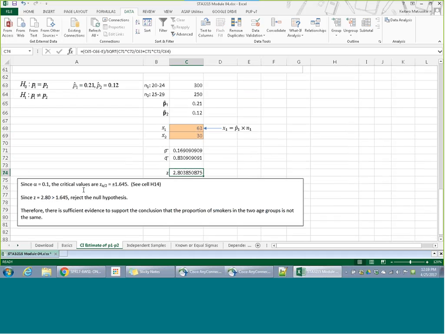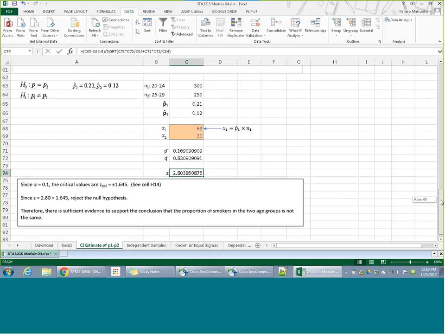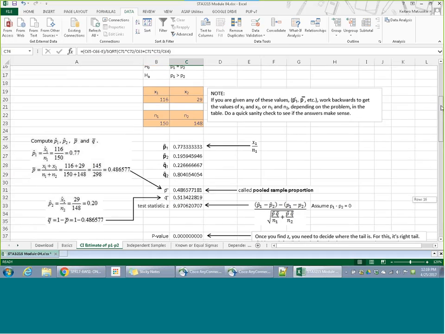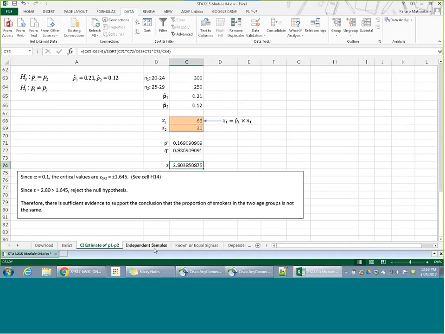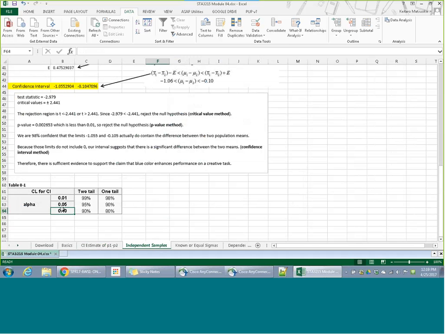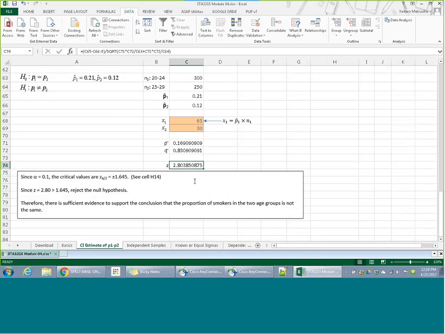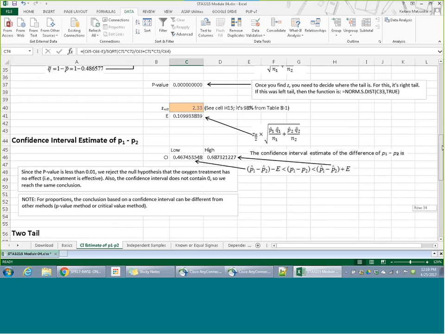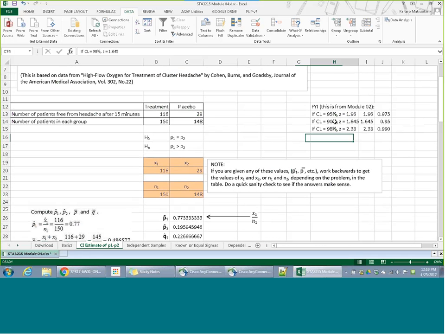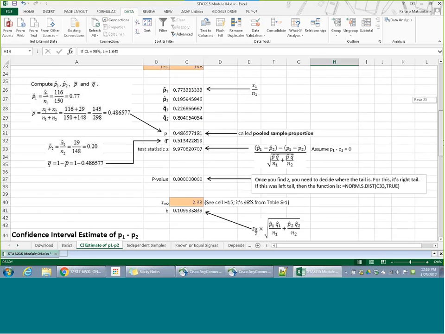All right, so now I'm going to be looking at, so this is two-tailed, 90%. Okay, so go back here. I see that for the 90%, the z is 1.645, so I'm going to use that.